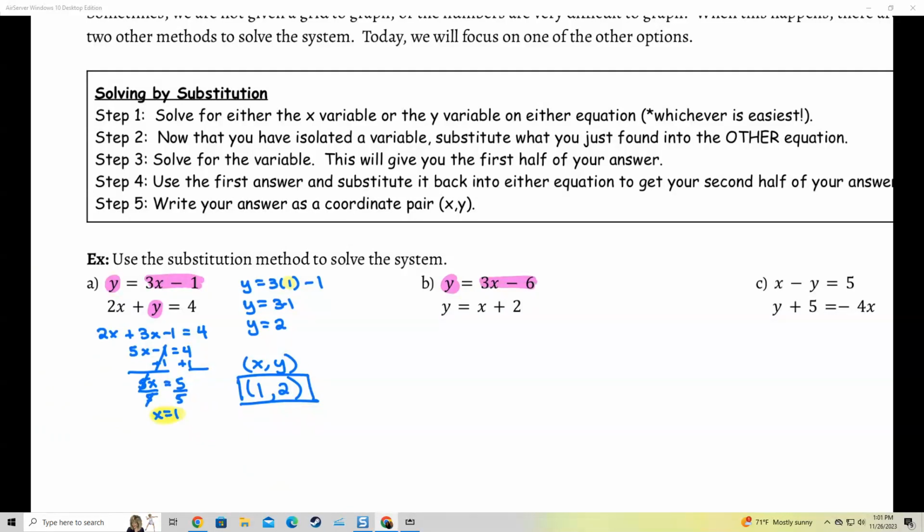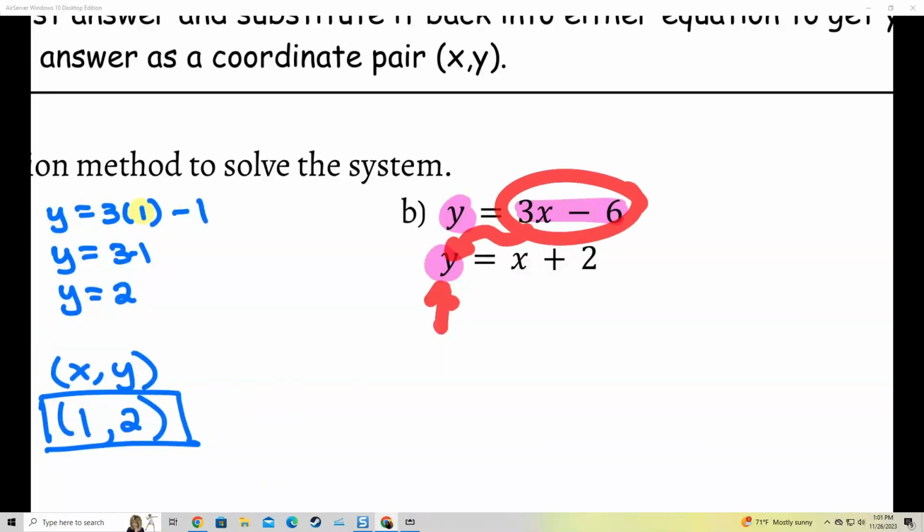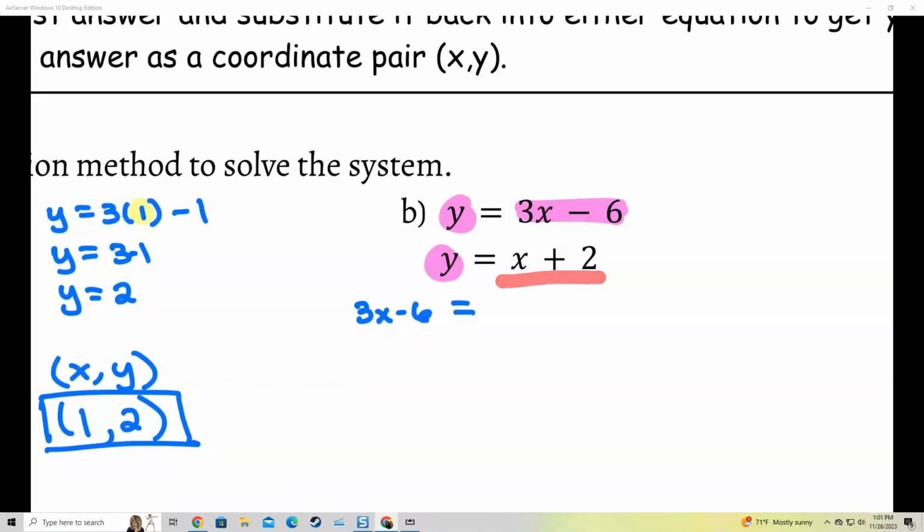So in the other equation, wherever I see the letter y, I get to replace it with the other thing. In this case, the 3x minus 6. So right here, instead of writing y, I'm going to write 3x minus 6 because I'm just sticking it in there. Okay. So what do I write? I write 3x minus 6 is equal to, and then the rest of it, which is going to be x plus 2. So I'm done with step 1. I solved for y. I'm almost done with step 2.